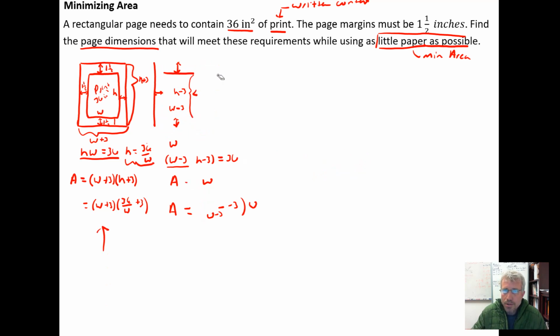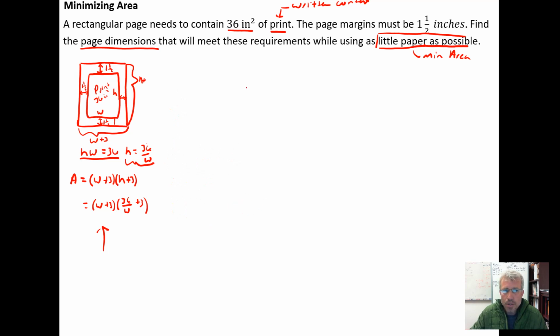So I'm going to erase this example. Either setup is correct. The downside to using height and width to represent the interior dimensions is we want the entire page dimensions. So whatever result we get for width and height, we wind up having to add 3 to each of those dimensions to get the actual page dimensions. Hopefully that makes sense.